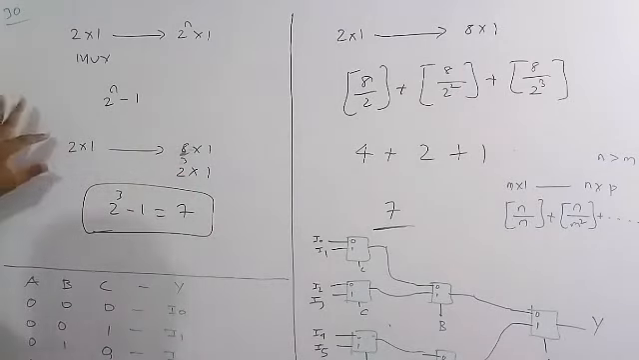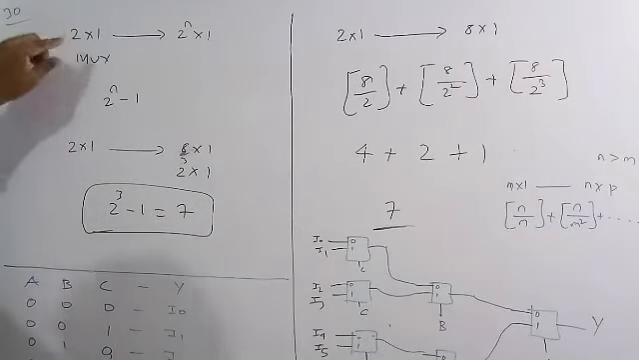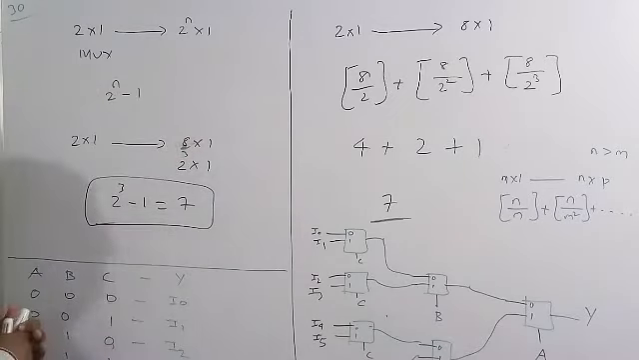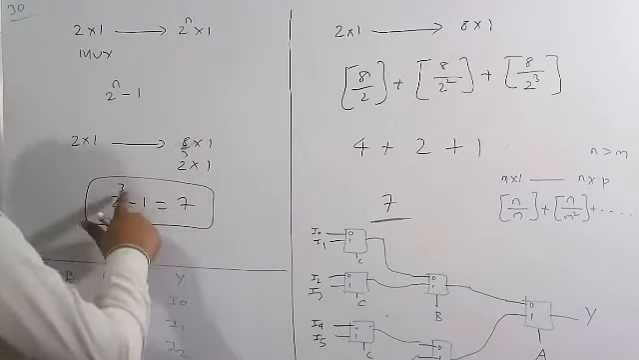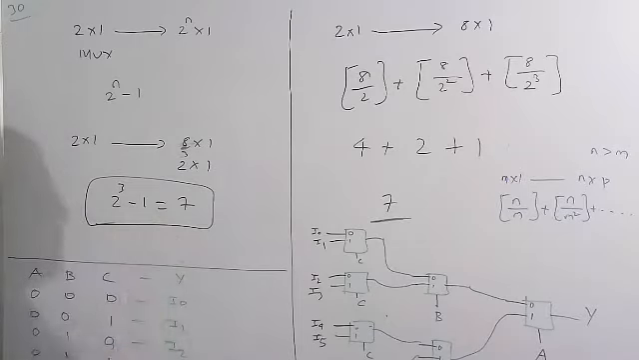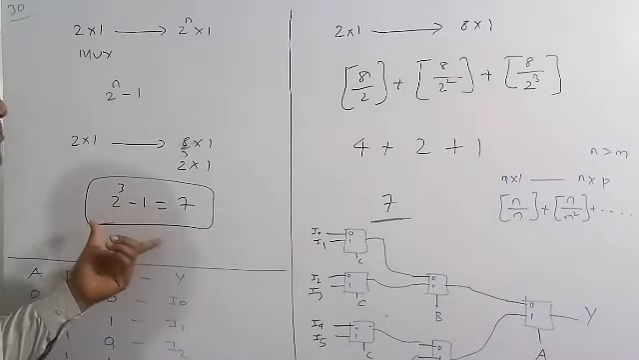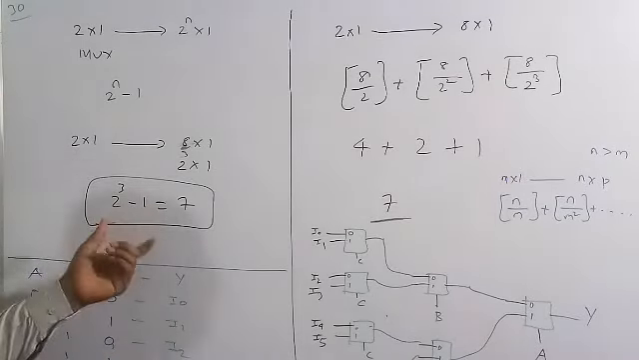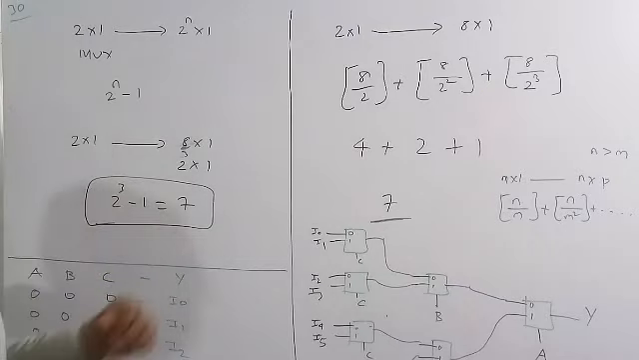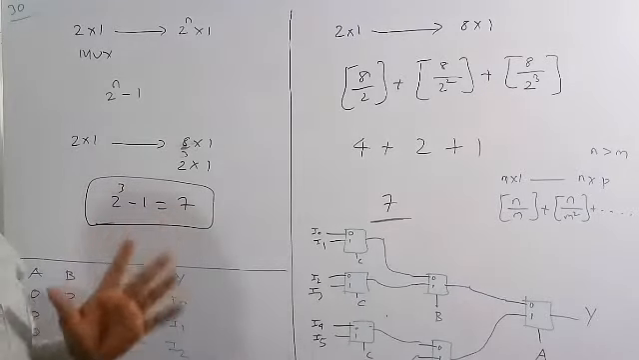So the general formula for the number of 2 cross 1 muxes required to implement a 2 to the power of n cross 1 mux is 2 to the power of n minus 1. Here n is equal to 3, so 2 cube minus 1 is equal to 7. So a total of 7 2 cross 1 muxes are required to implement an 8 cross 1 mux. Now we are going to solve it with another method also.